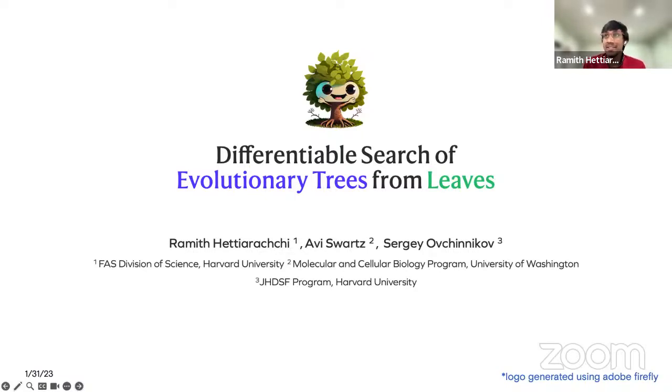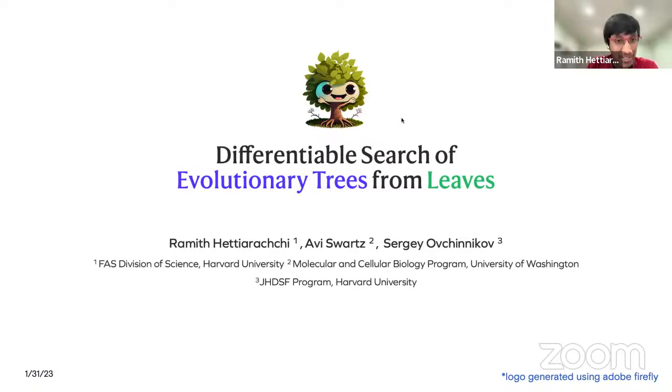In this presentation, I'm going to talk a little bit about a project I've been working on. The title is Differentiable Search of Evolutionary Trees from Leaves. This work was done with Avi and Sergey over the past months. First, let's see what this title actually means.